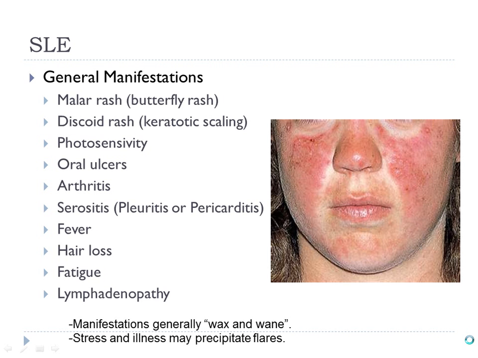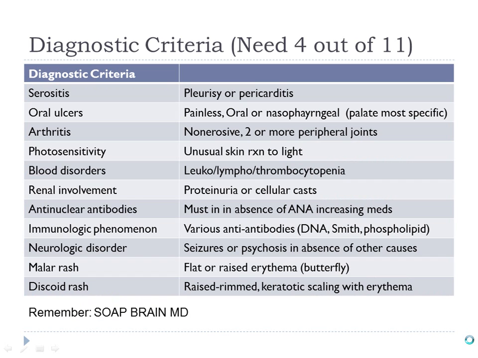So they're very sensitive to the sun. I'm not going to read this to you, but these are general manifestations. Generally in this disorder, the manifestations get worse rather than better, and the person is not always in a state of inflammation, so they can improve and then get worse. When you hear the terms wax and wane, that's what that means. As in most disorders, stress and illness can make it worse.